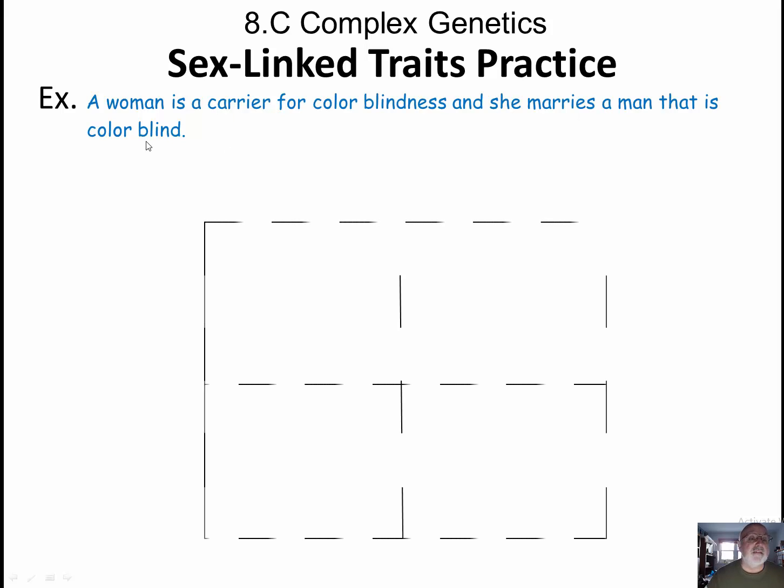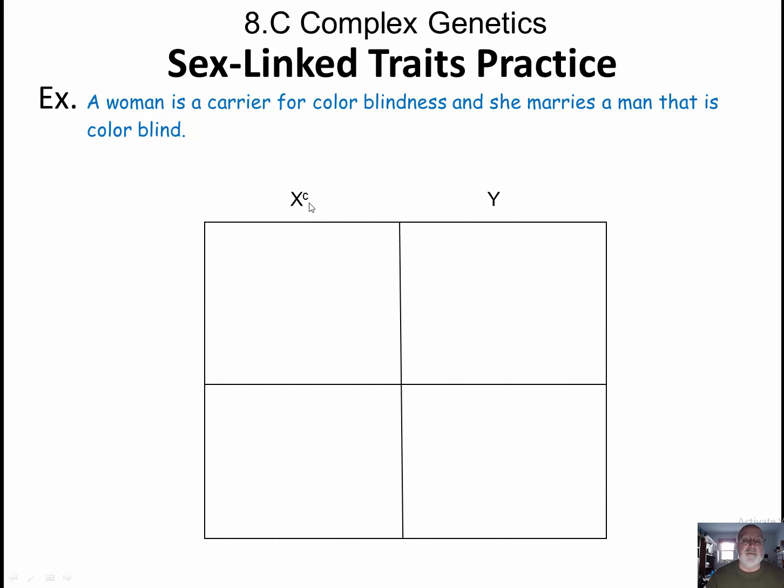Sex-linked traits, last one we're going to talk about. What if we have a woman who is a carrier of color blindness and she marries a man that is colorblind? Mom's a carrier, she's got a bad X, but she's got a good one, so she can see fine. The man is colorblind, so he has the bad X. So we put the bad X up there for the male, and we put the bad X in there for the female.